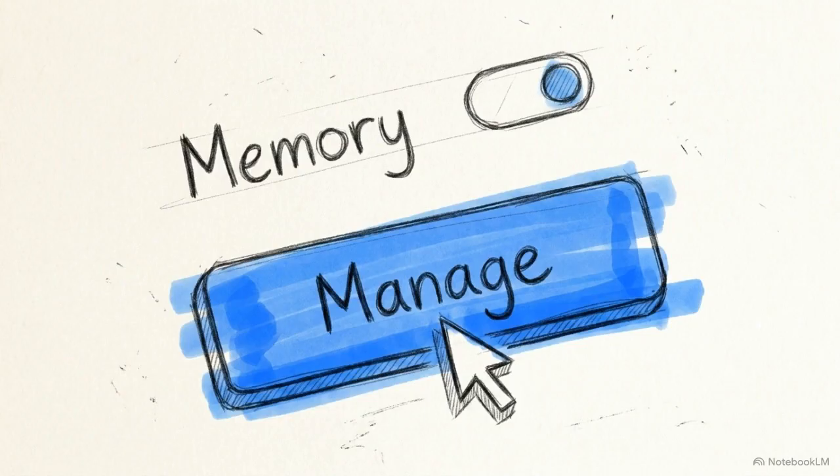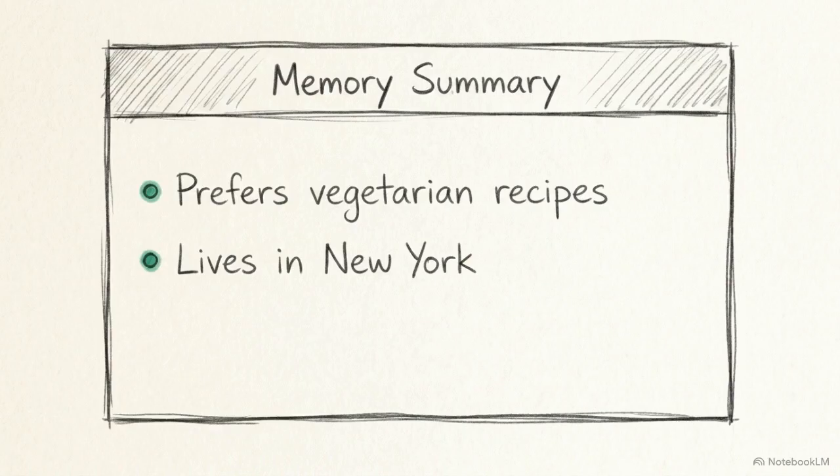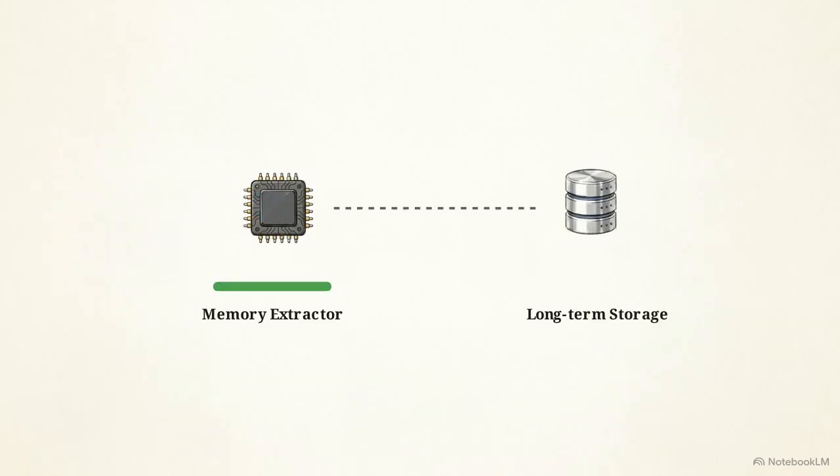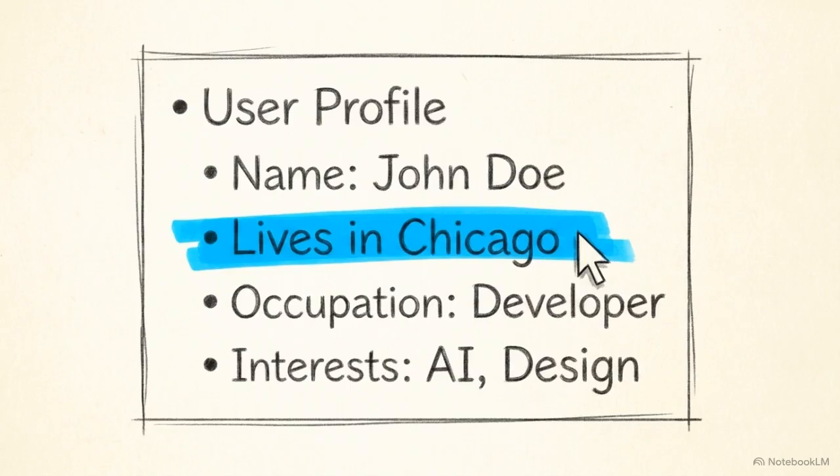Going back to the personalization menu, look right under the memory toggle and click Manage. This opens your memory summary, which is the actual profile the AI has built about you. If you recently turned this feature on or opened a new account, this screen might be completely blank. The model just needs more chat history to start extracting details. When the summary is populated, you will likely find outdated facts.